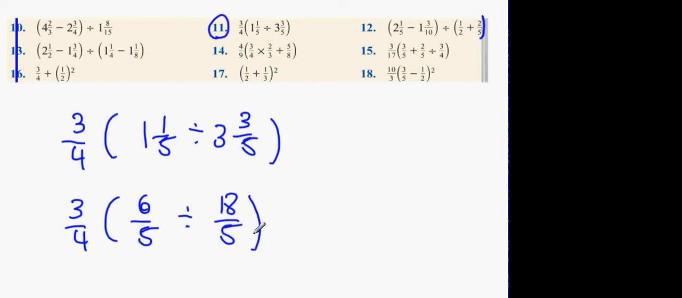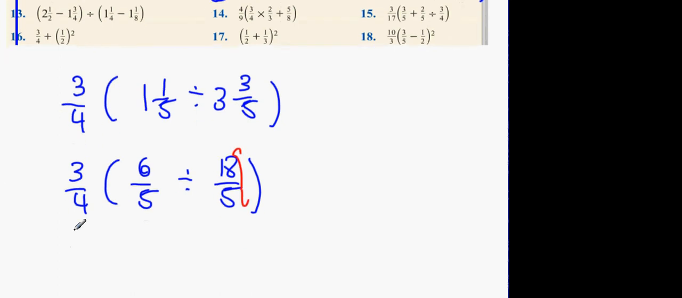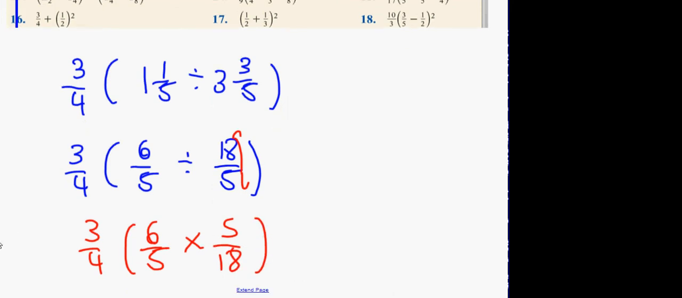Now that we've done that, what we'd like to do next is turn the division part upside down. And what we're going to get is 3/4 times 6/5 multiplied by 5 over 18. Now, Connor, can you finish this off?